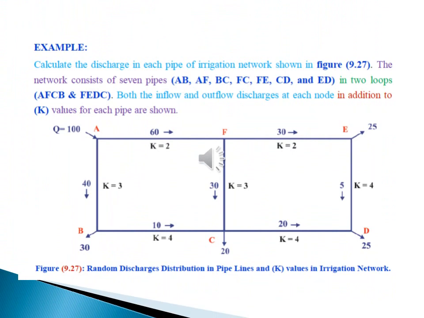Example: calculate the discharge in each pipe of the irrigation network shown in the enclosed figure. The network consists of 7 pipes in 2 loops. Both the inflow and outflow discharge at each node, in addition to the K values for each pipe, are also shown in front of you.